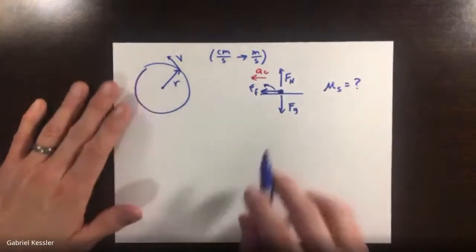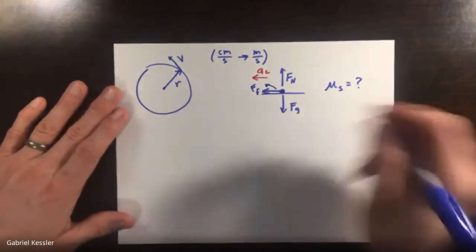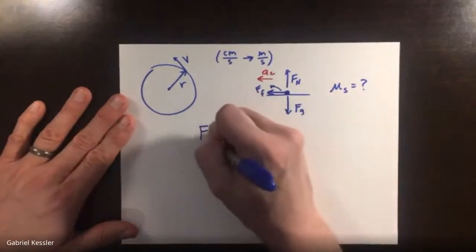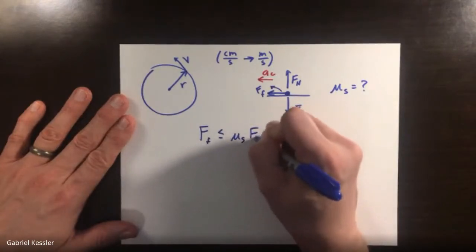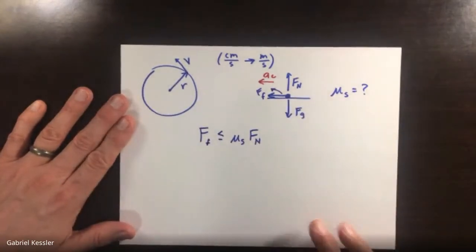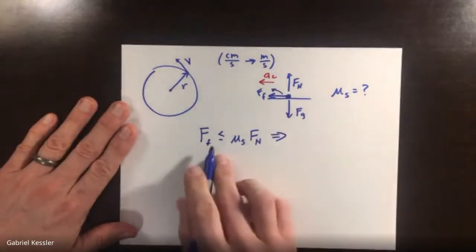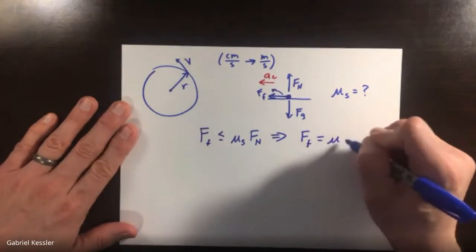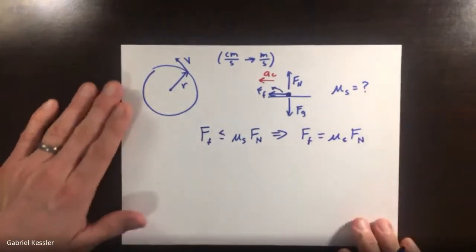Well, at the fastest speed before it begins to slip, that means your force of friction is at its maximum. Ordinarily, the force of friction is less than or equal to the coefficient of static friction times the normal force when it's not sliding. But when it gives you the speed right as it begins to slide, that inequality becomes equal. So the force of friction is equal to the coefficient of static friction times the normal force.